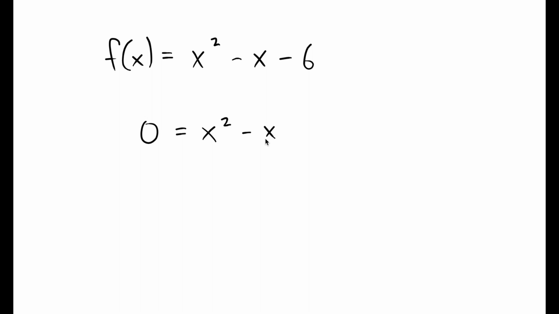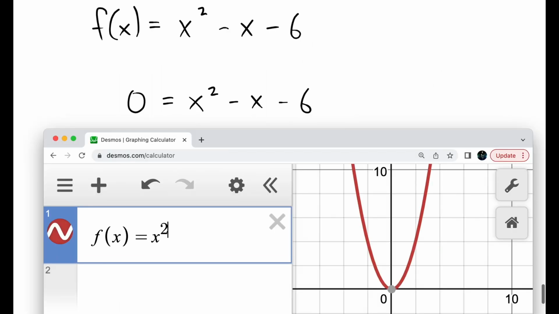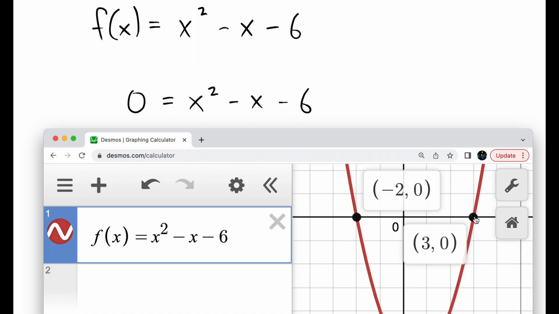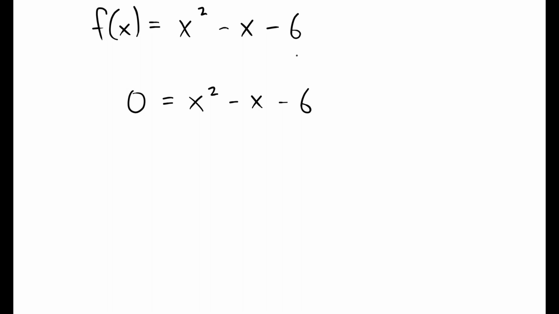Like, for example, if I had the function f of x equals x squared minus x minus 6, what I would do to find the zeros here is set the polynomial equal to 0. Now when we're finding zeros of a polynomial, we're looking for the x-intercepts of the thing. For this particular polynomial, the zeros are -2 and 3. But the way we determine that algebraically is to factor it, if possible.